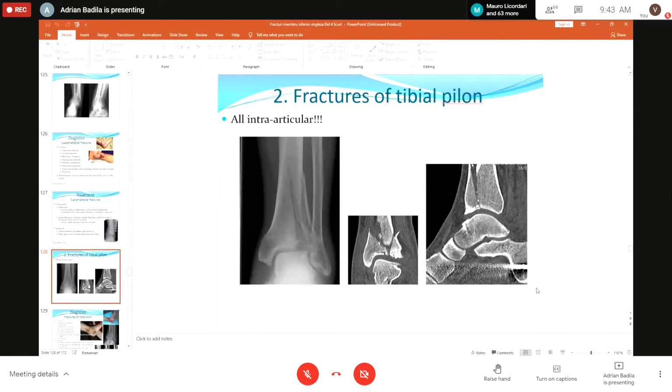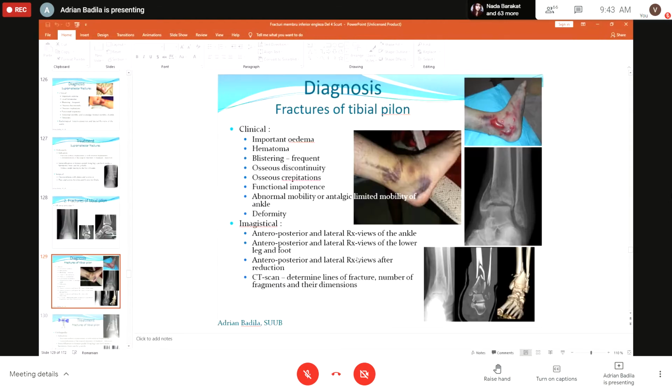Fracture of the tibial pylon. All fractures of the tibial pylon are intra-articular. That means that we have a fracture line that goes inside the joint line. Like here, the fracture starts somewhere here and it goes into the joint. These are 2 images from a CT scan. This is a frontal slice. This is a sagittal slice, and we can see that the fracture goes into the joint line. So these are fractures of the tibial pylon.